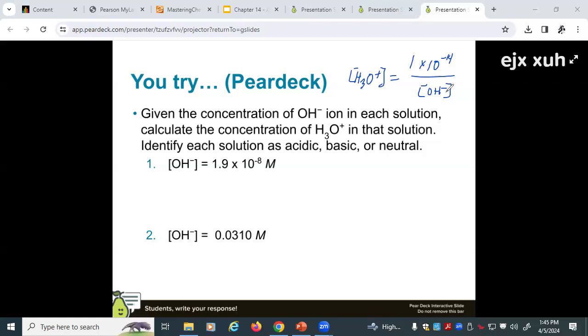So let's take this time. We've got a couple of minutes. Can you put them into your calculator correctly? Can you get the right answer? Can we interpret what it means in terms of the acidity of the solution?